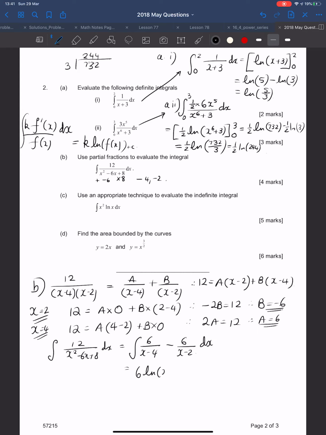So it's 6 ln |x minus 4| minus 6 ln |x minus 2|. And for the constant, I'm going to put ln c, because I'll combine them all into a single ln. You can put just plus c if you want, but you'll see this in maths books as well. So this is 6 ln of (x minus 4) over (x minus 2), and then the c can multiply in there. Or if you don't want that c there, you just put plus c on that side, but I'll put it in there.